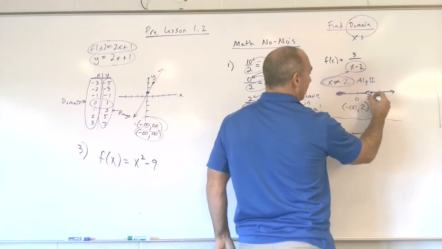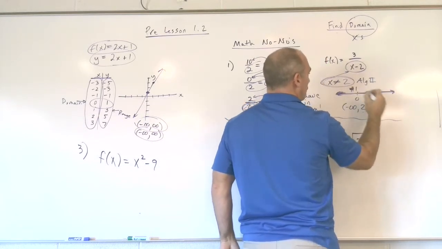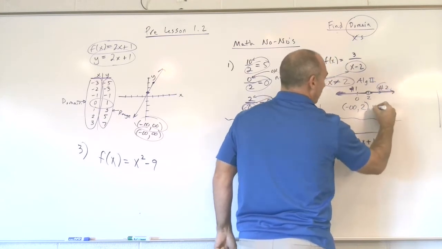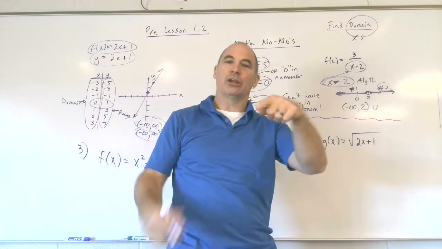But then you have to say, there's another piece. This is piece number 1. This is piece number 2. Now I have to explain this. So I put that little upside-down, well, it's a U. That means union, together with.